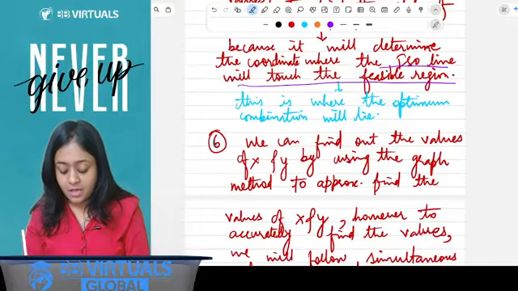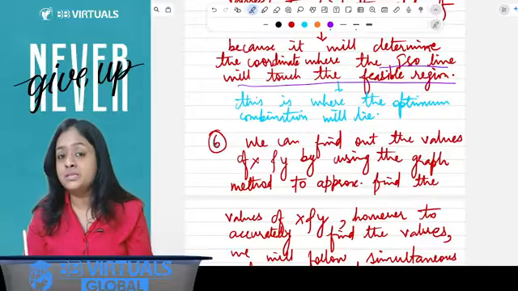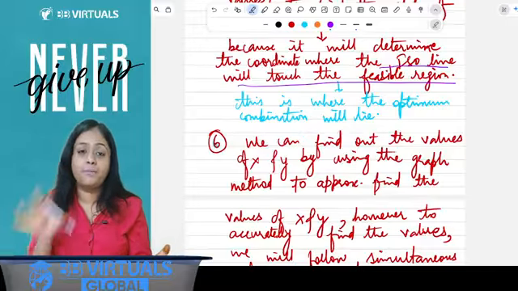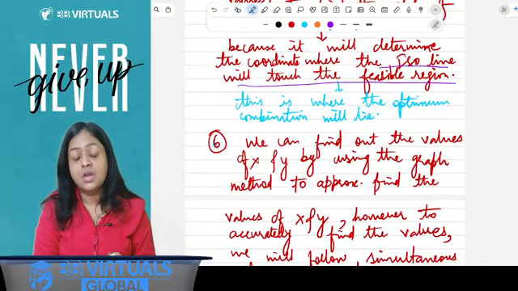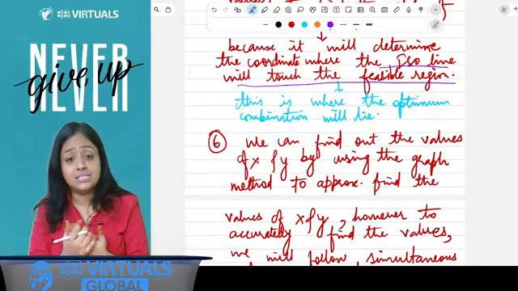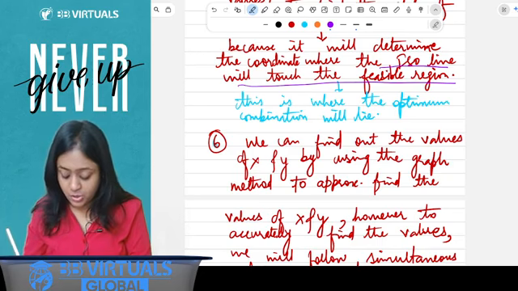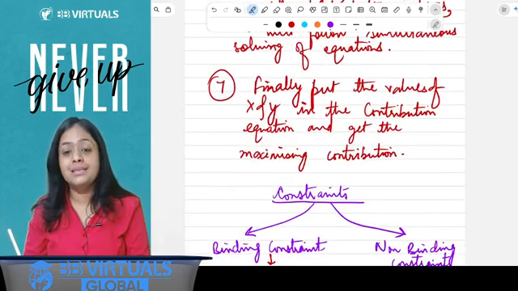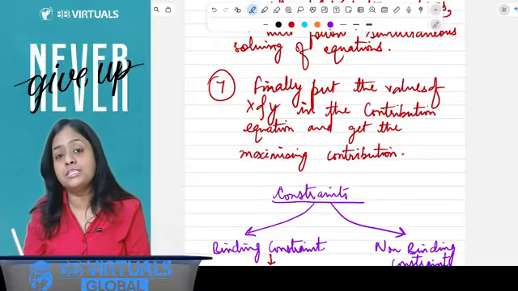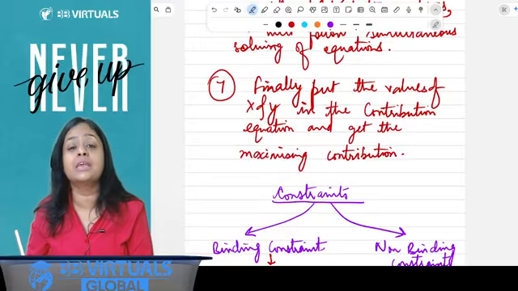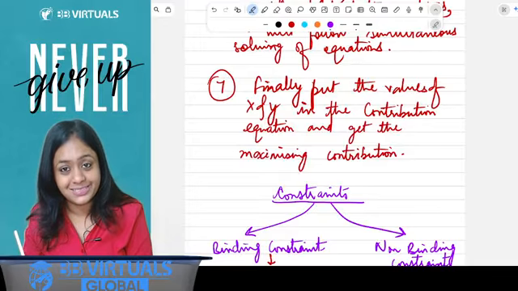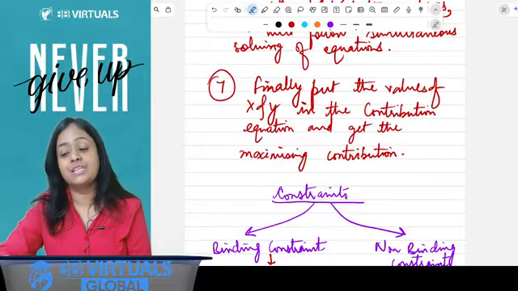Step 6, find out the values of x and y, either by using the graph method if you just have to get the approximate values for your MCQs and for section E and section C, and otherwise we can also follow the simultaneous equation solving method. Finally, step 7, put these values in the objective function and get the maximized contribution. Now let's go on to the next topic.